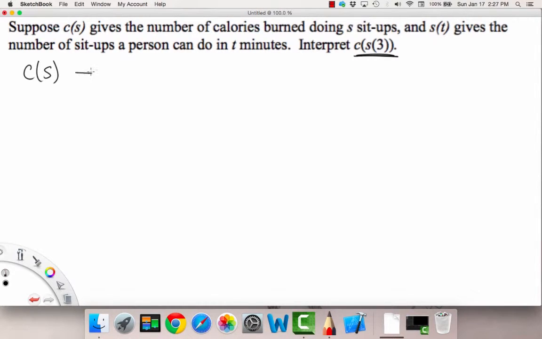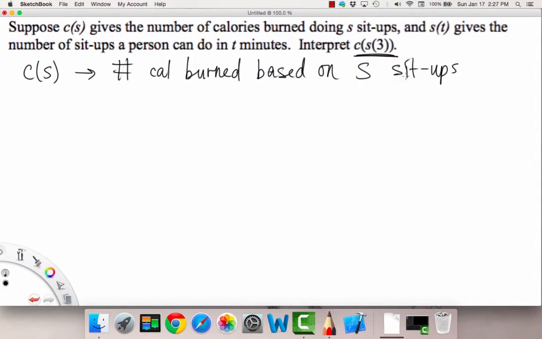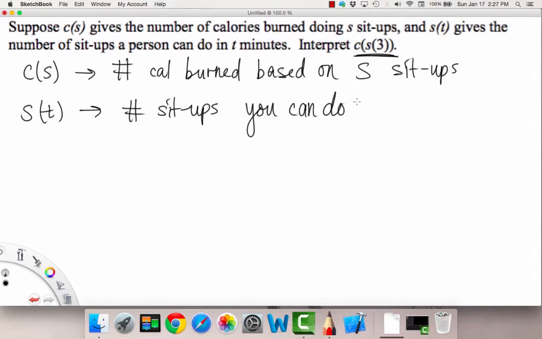So C of S gives you a number of calories burned, based on, which is dependent on, so we'll just say based on S number of sit-ups. So if you do like 10 sit-ups, then you just plug it into C and find out how many calories you burn doing 10 sit-ups. Okay, and then we have this other function here, which is S of T, which gives you the number of sit-ups a person can do in T minutes. Okay?